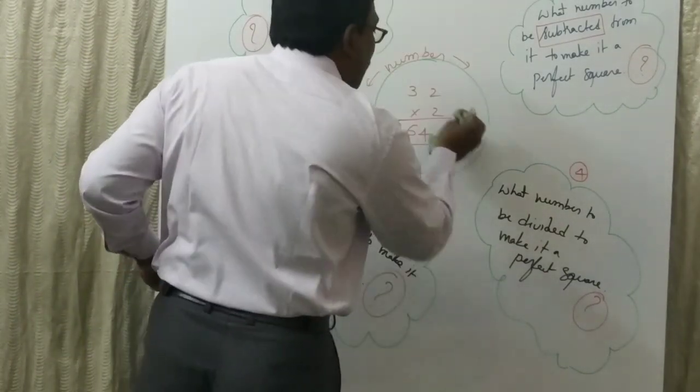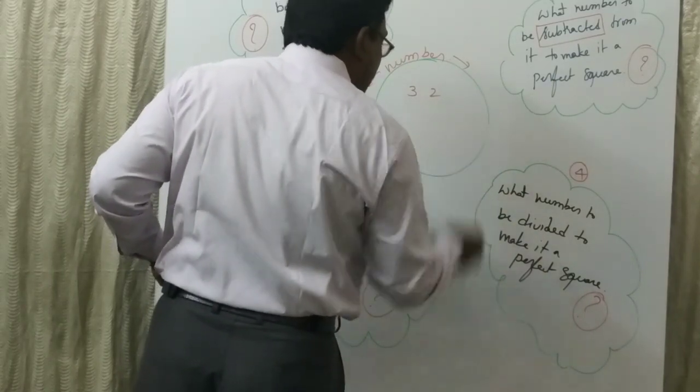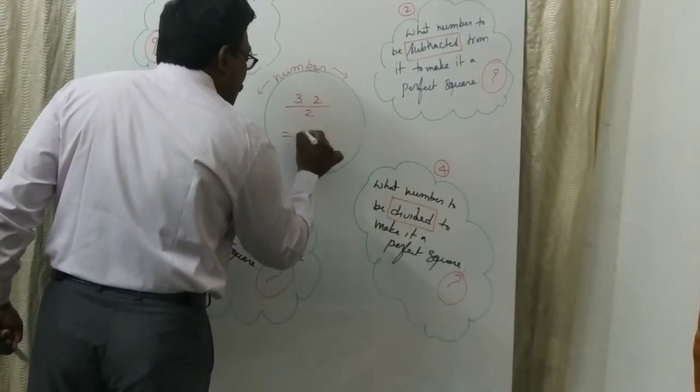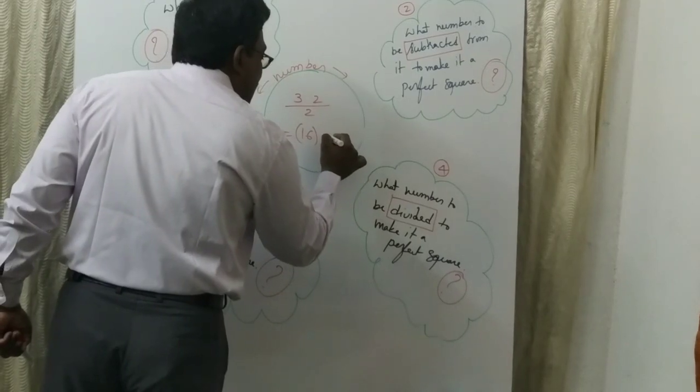Now, what number should be divided to make it a perfect square? 32 divided by 2 is 16, that is 4 square.